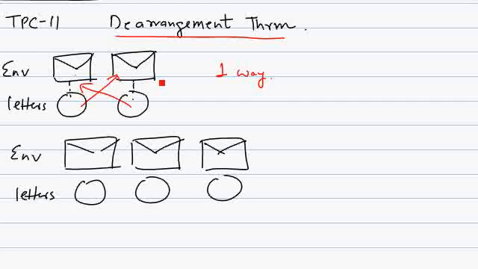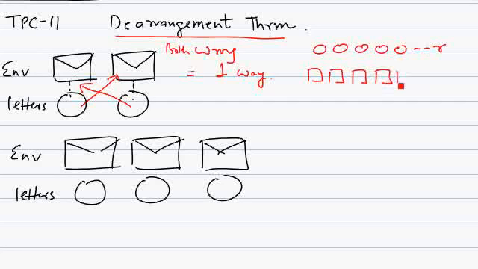Now the same thing can be done using the derangement theorem. Wrong way, both wrong. So we have found the answer: both letters go into wrong envelopes in one way. Now the derangement theorem says that suppose there are n objects and there are n places for n objects to be placed there.